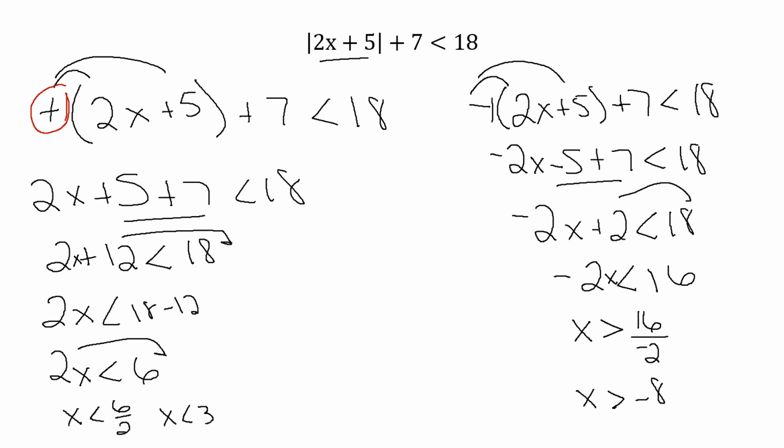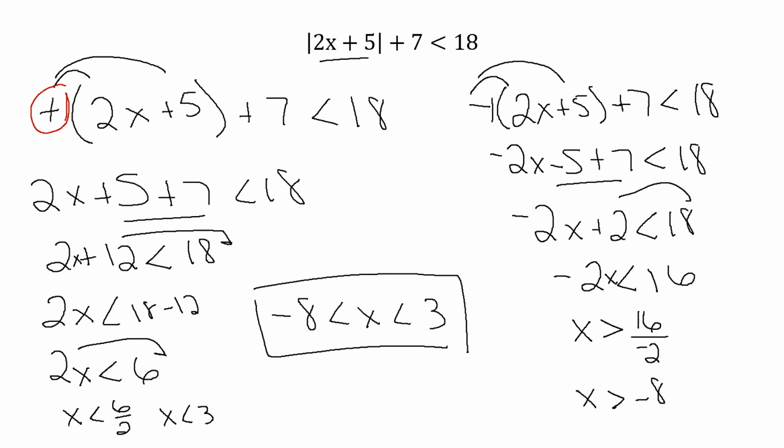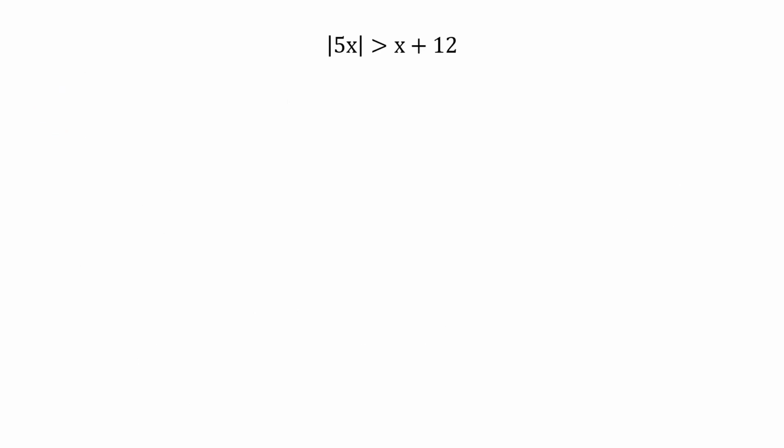And so remember, the way I write this is from negative to positive. Negative 8, x, positive 3. Write it from negative to positive, and that's the answer for these, okay? That negative to positive rule is for less than. The greater than changes.